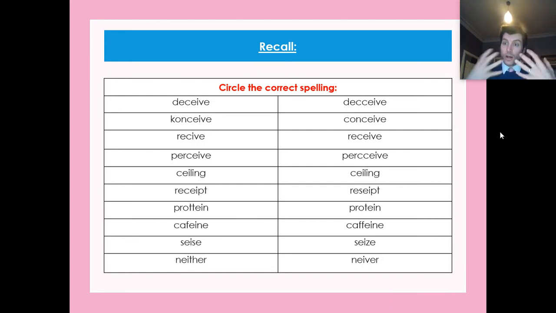We've got caffeine as well, which many adults, for example, like to consume within coffee or tea for many reasons, but sometimes it's because they're a bit tired. Seize then is to grab something, normally something that maybe the current holder doesn't want you to seize. And finally, neither, when you're unsure of which one of two or three things that you want and you decide that you don't want either of them, you want neither. Okay, so neither. So let's have a look which ones are correct.